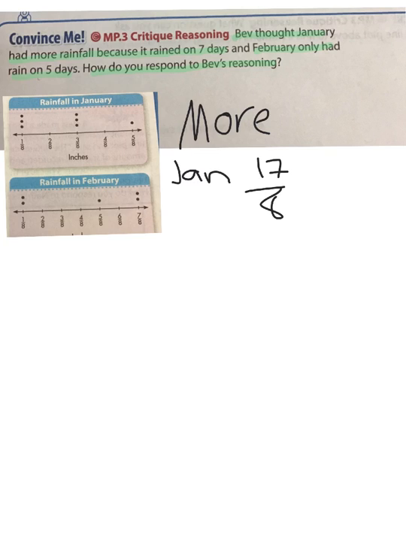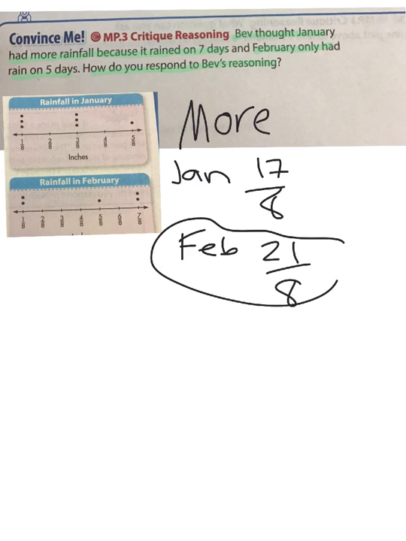Now let's look at the bottom of the page where it says convince me. Bev thought January had more rainfall because it rained on 7 days and February only rained on 5 days. How do you respond to Bev's reasoning? Well, she is counting the days, not adding the total amounts. If we want to find out who had more rainfall, we need to actually add up the total rainfall like we did in the previous problem. We know that in January it rained 17/8 inches, where in February it rained 21/8 inches.